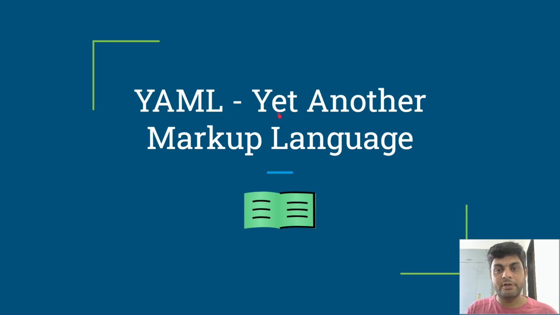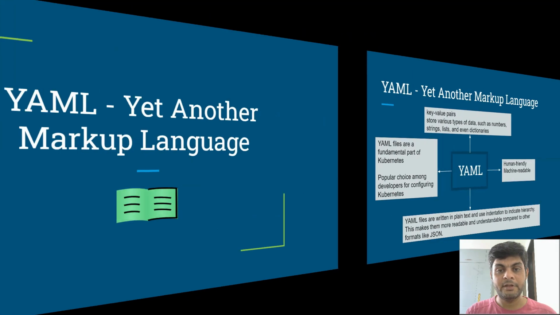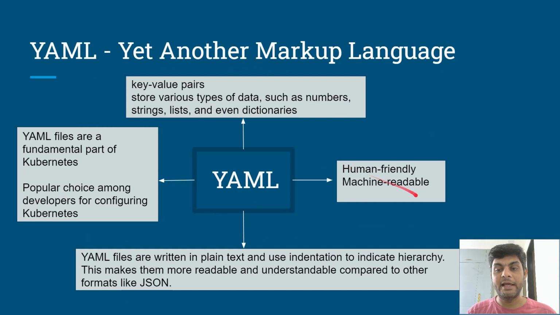YAML stands for yet another markup language. It is a plain text language that allows users to define a configuration for Kubernetes objects. And you can create and update any Kubernetes object, for example, pod, deployment, secret, configuration map, using a YAML file. It is a human-friendly and machine-readable language.